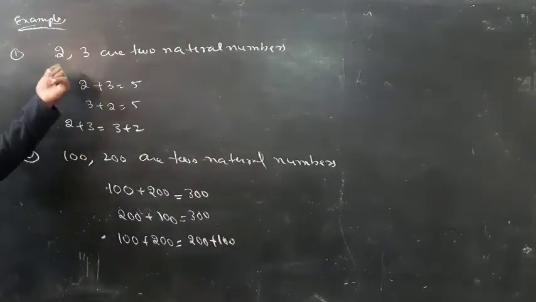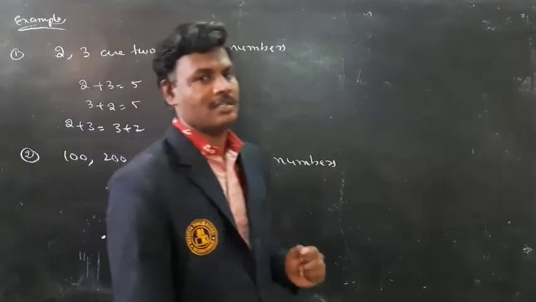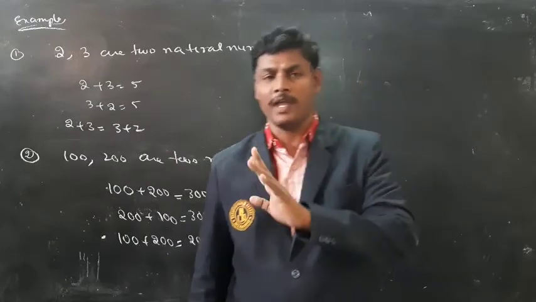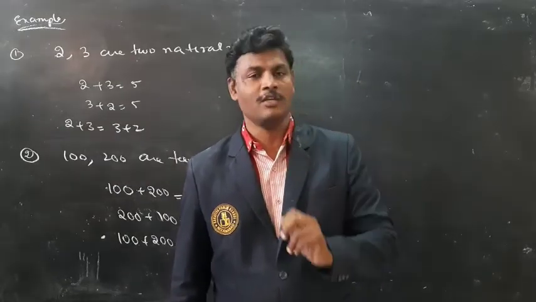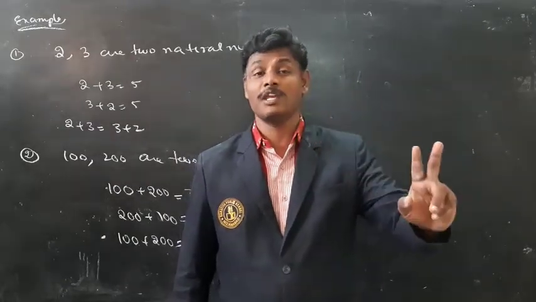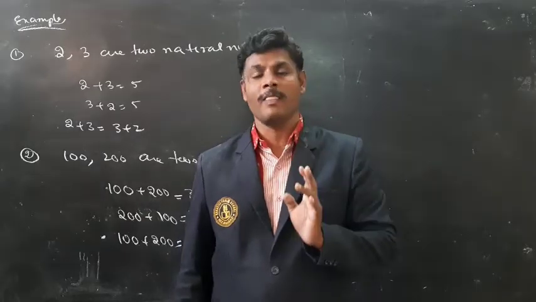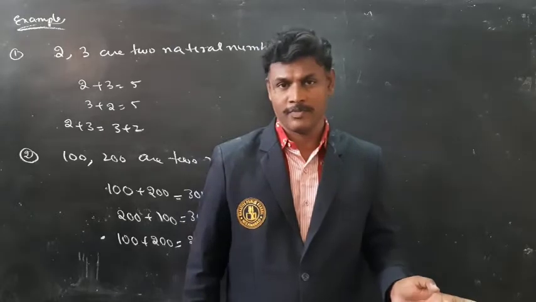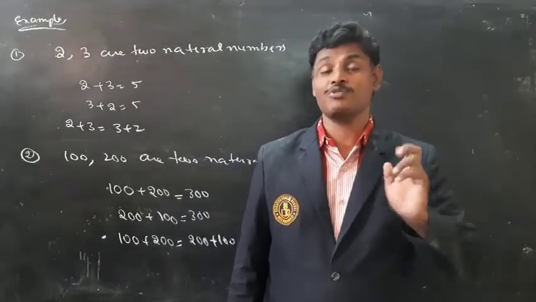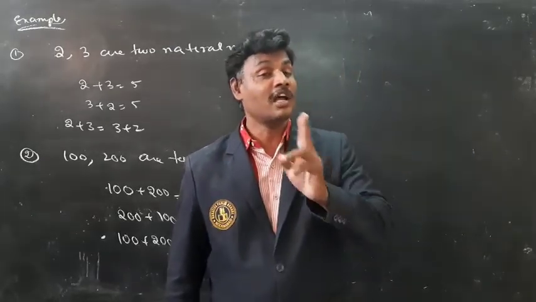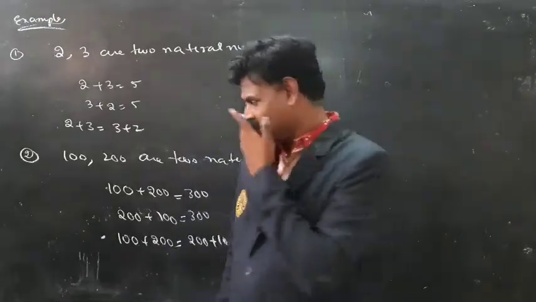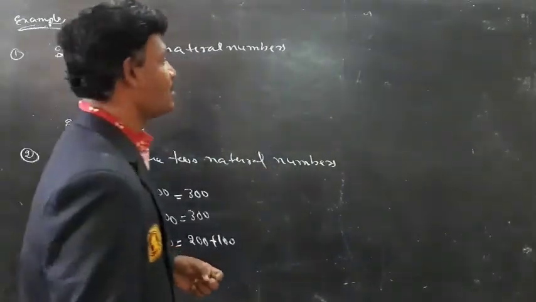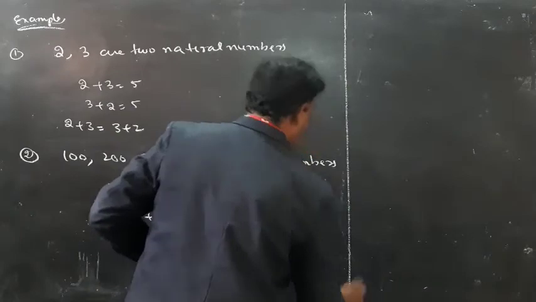See here, first 2, 3 are two natural numbers. The result of 2 plus 3 is 5 and also 3 plus 2 is 5. So the result of 2 plus 3 and 3 plus 2 both are equal. Next I took 100, 200 as two natural numbers. The result of 100 plus 200 is equal to the result of 200 plus 100. So we can state a conclusion.